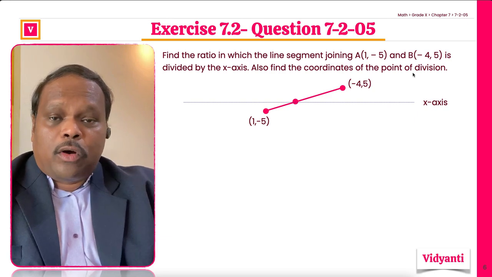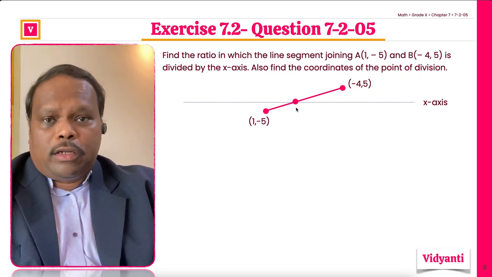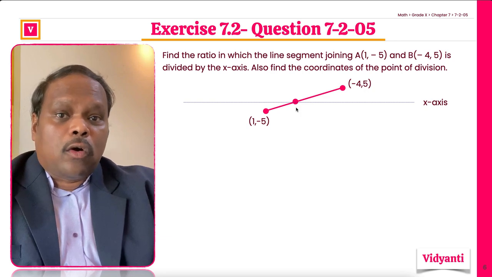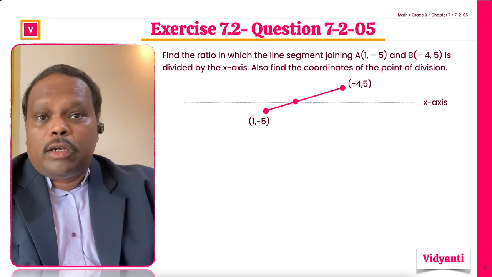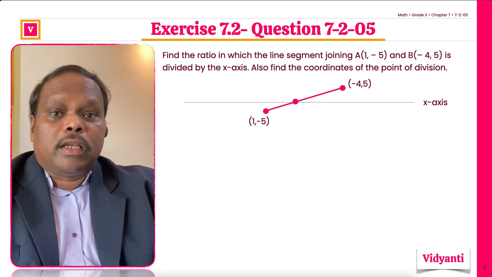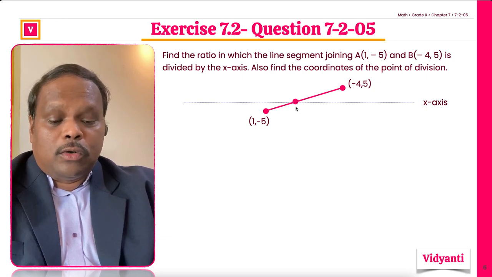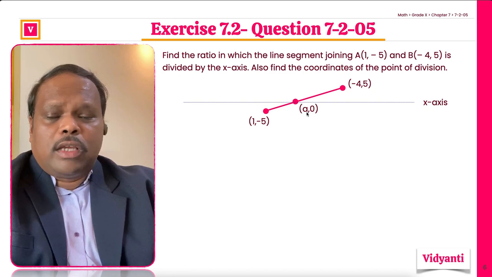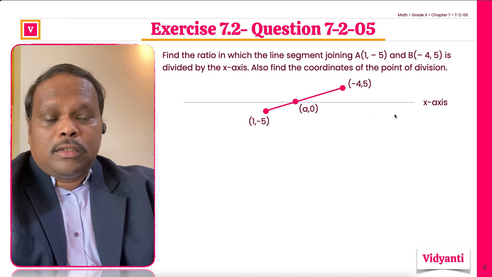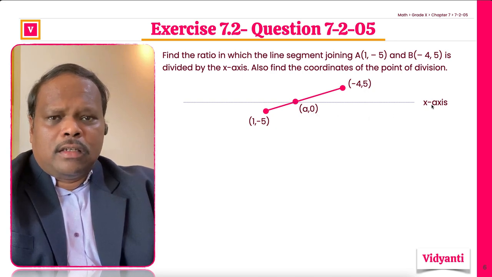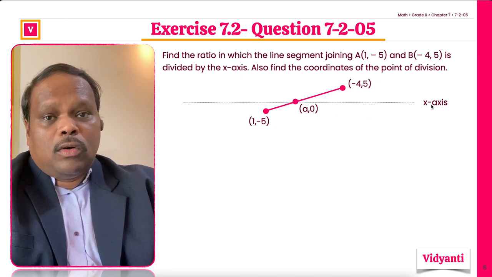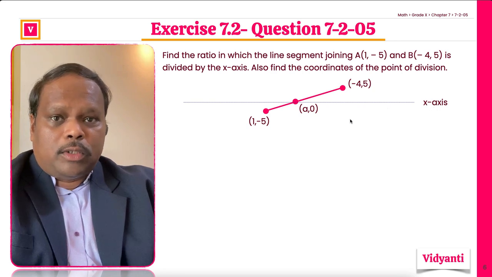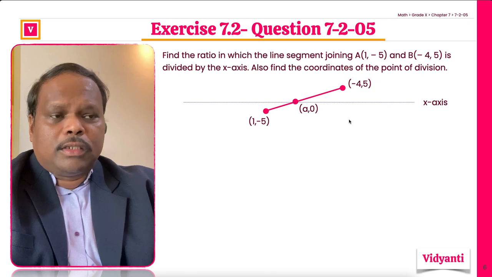This information is important because any point which lies on the x-axis, its y-coordinate will be 0, and any point which lies on the y-axis, its x-coordinate will be 0. So when we assume the point's coordinate, we can assume that a comma 0. Why is this 0? Because the y-coordinate is 0 since it lies on the x-axis. If it lies on the y-axis, then the x-coordinate will be 0. This information will simplify our process.